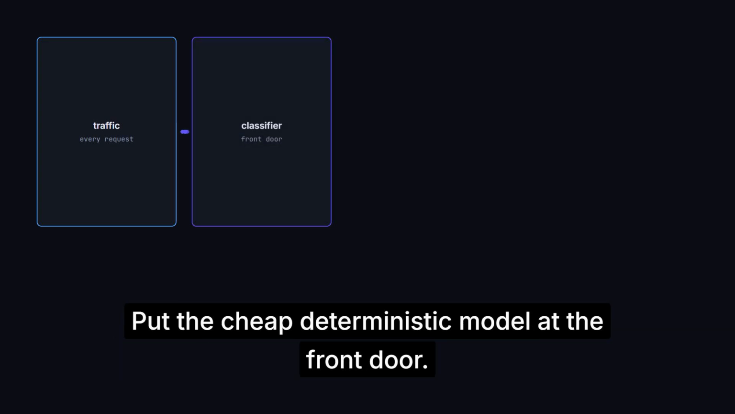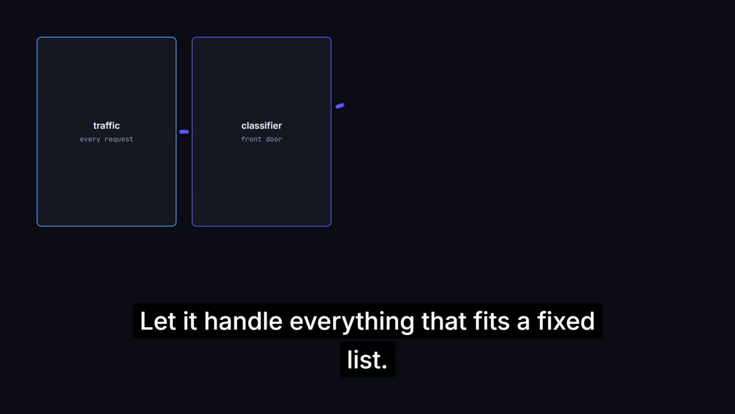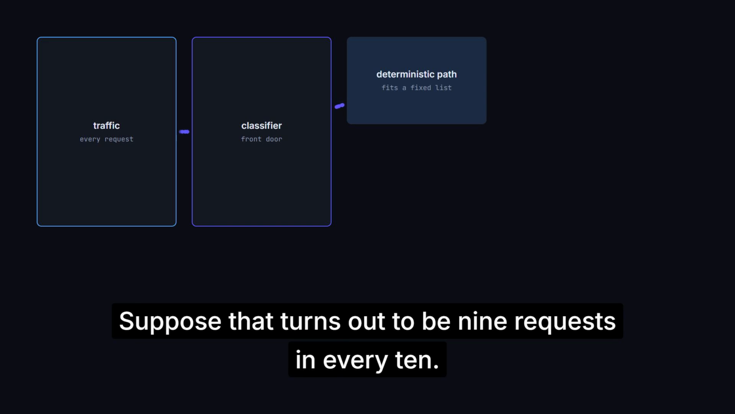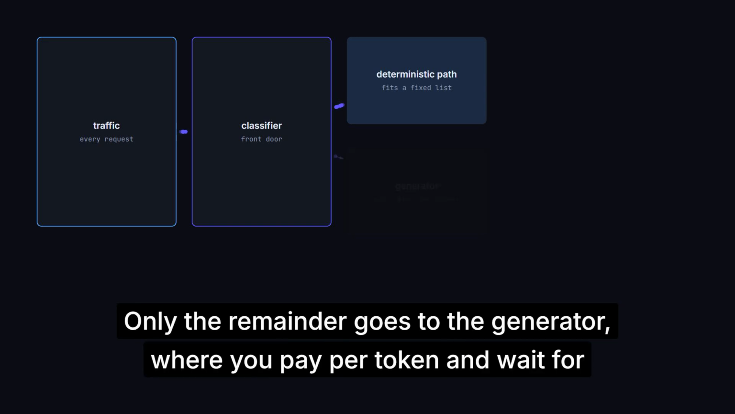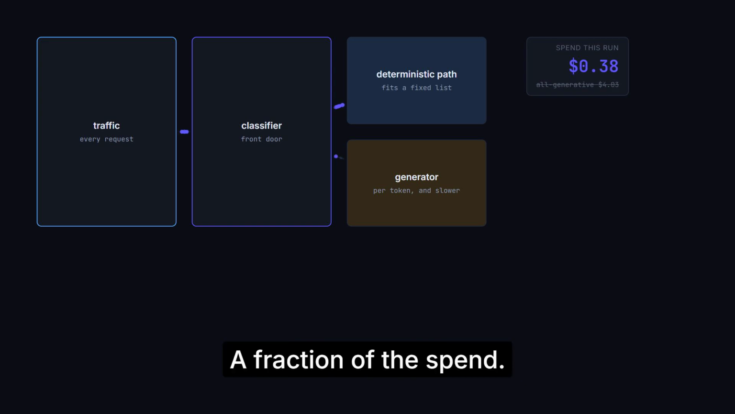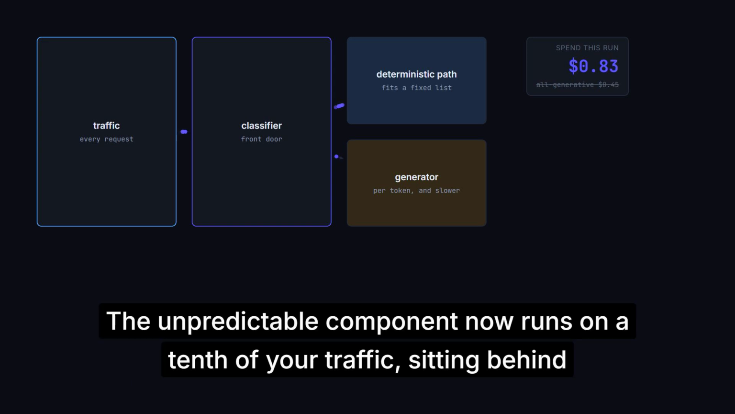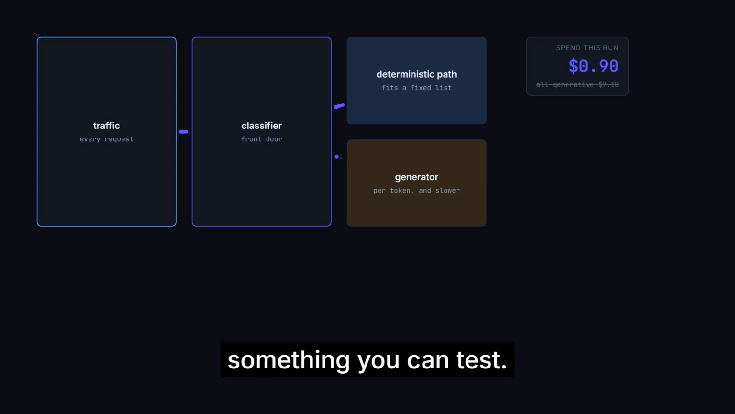Put the cheap deterministic model at the front door. It is fast, it repeats itself, and its cost per call is a rounding error next to a generated answer. Let it handle everything that fits a fixed list. Suppose that turns out to be 9 requests in every 10. Only the remainder goes to the generator, where you pay per token and wait for tokens. Watch the counter, same traffic, a fraction of the spend. And you have contained the risk as well. The unpredictable component now runs on 1/10 of your traffic, sitting behind something you can test.